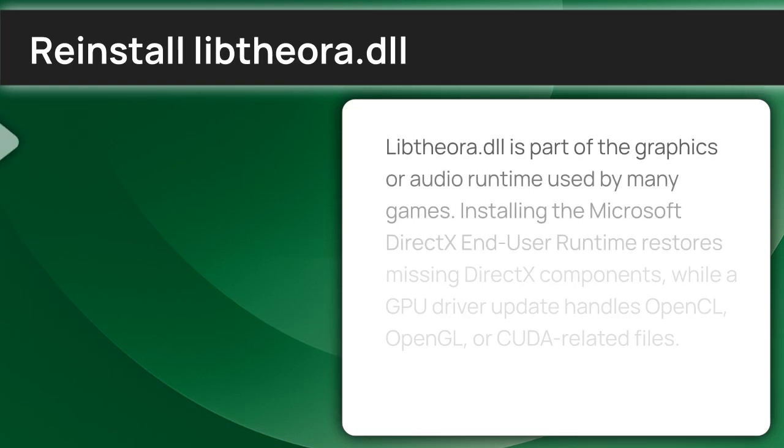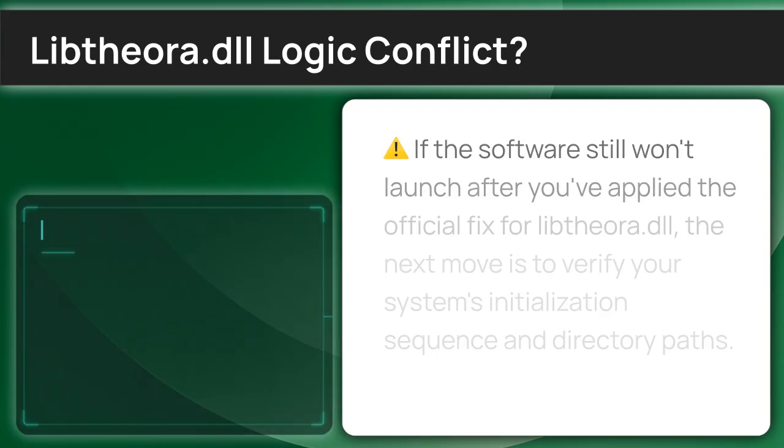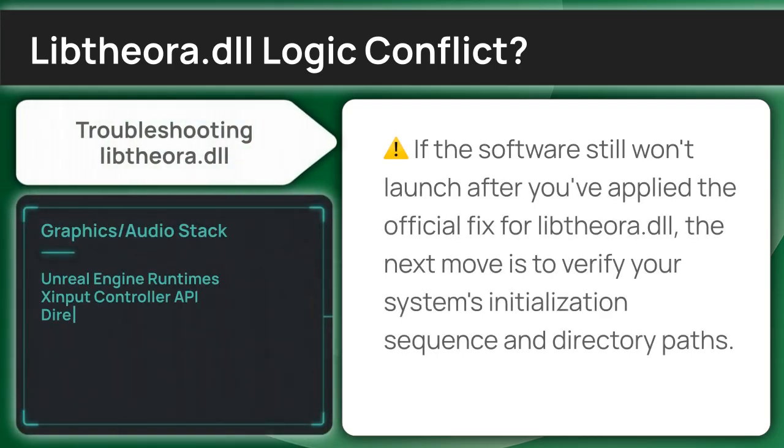This error typically means a core application file is missing from your gaming software installation path. Reinstalling the latest official version of your gaming software is the fastest way to restore the Libtheora DLL and get the program running again. When the primary installation path fails, a more surgical approach to checking your system's environmental variables is required.